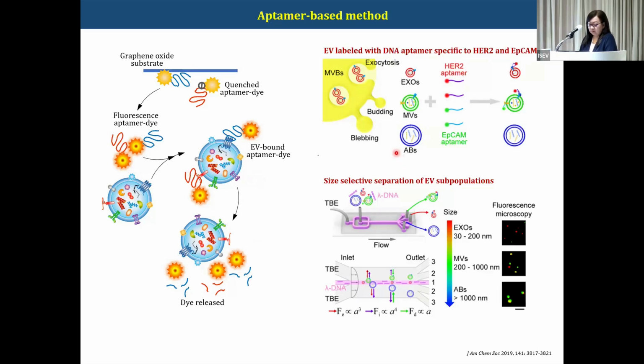So a study made use of the DNA aptamers that are specific to HER2 and EpCAM, which are highly expressed in cancers, for labeling EV. The labeled EVs were subjected to size separation into small EVs, microvesicles, and apoptotic bodies. And the characteristics of these EV subpopulations were validated in the study. And the fluorescent signals reflect the expressions of HER2 and EpCAM intensity.